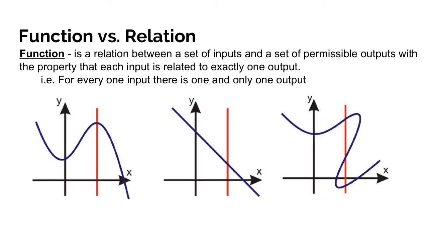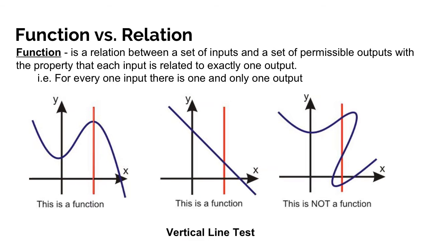Here we have three different graphs, all with a red line placed through them. Now the red line isn't a part of the graph, but it does help us visualize whether there is one output for every one input. And what we call that vertical line that you pass through each of these graphs is the vertical line test. Now the vertical line test is what happens if you pass a vertical line through your graph. If it ever touches your graph more than once as you pass it through left to right, that means it is not a function. So that's why the first example is a function.